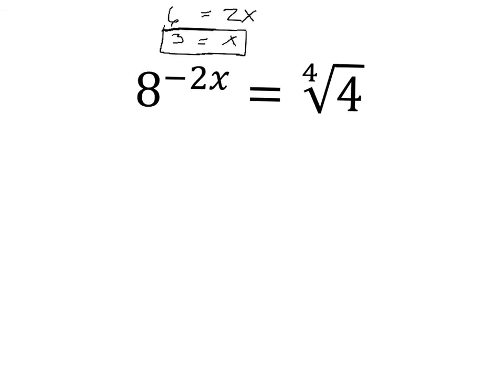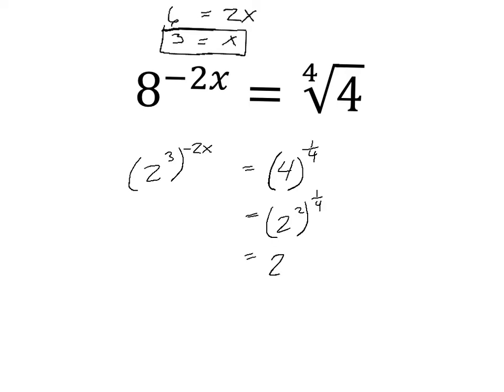And here we have some other craziness. 8 is really 2 cubed, remember, to the negative 2x power. And this is 4 to the 1/4 power. But this is really 2 squared to the 1/4 power, which is 2 to the 1/2 power. And this becomes 2 to the negative 6x power, right? So we can take negative 6x equal to 1/2, divide by negative 6, multiply here by negative 1/6, and we get x equals negative 1/12.